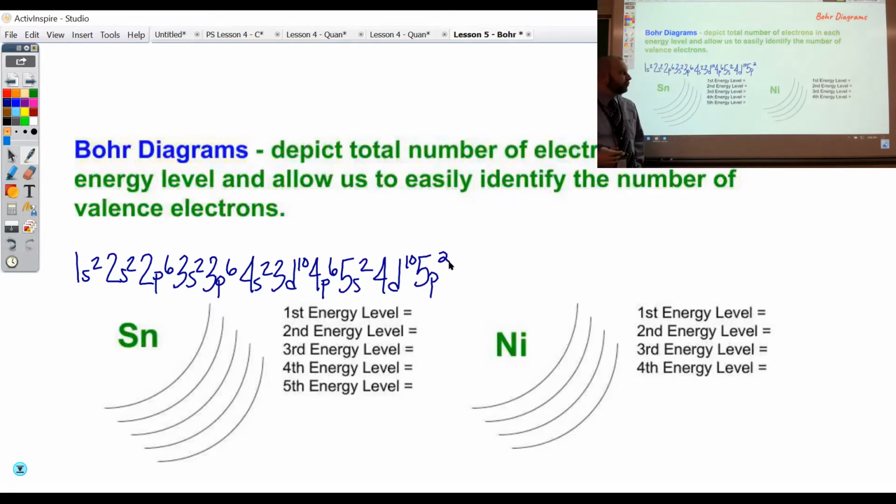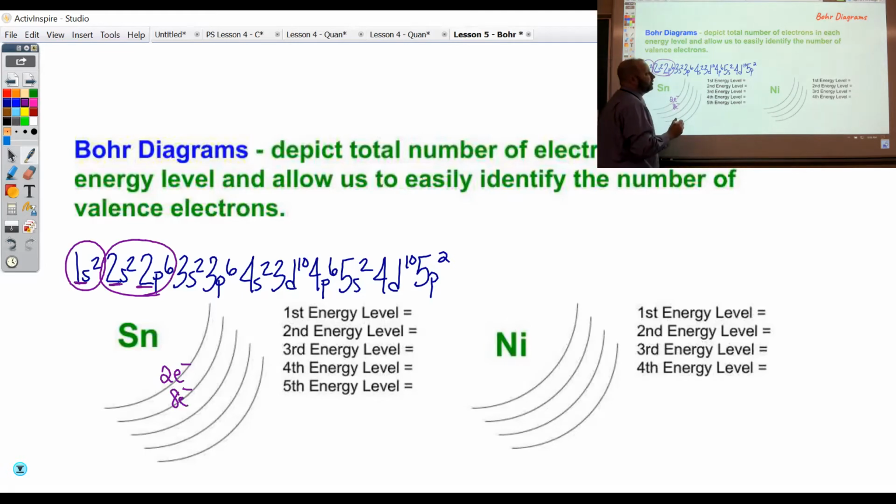The next thing that you're going to want to do is identify the number of electrons in each energy level. To do that, you must first identify each of the energy levels. In the first energy level, which is everything with a 1 in front of it, which is only this right here, we have 2 electrons. So in the first energy level, we're going to write 2 electrons. In the second energy level, that's everything with a 2 out in front. We're going to group these two together, so we have 8 electrons in the second energy level.